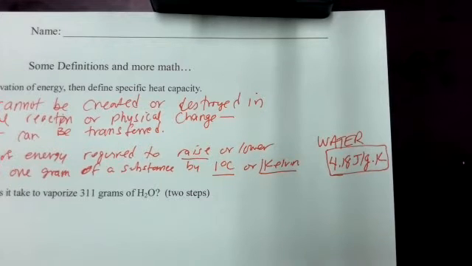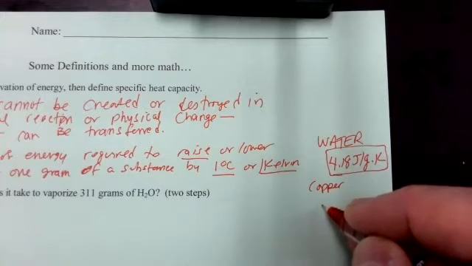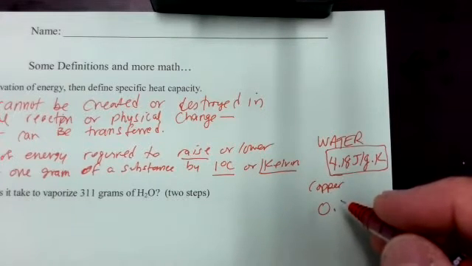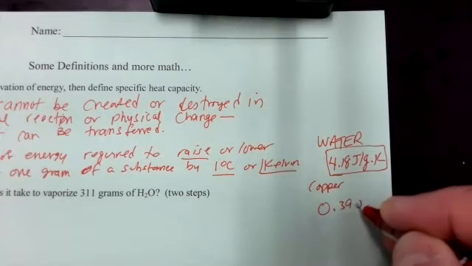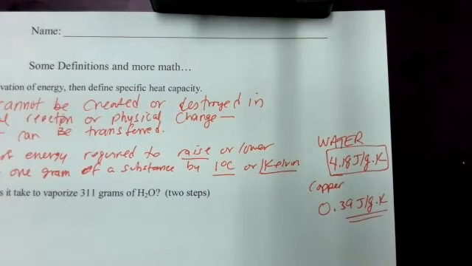That's a pretty high number. For copper, just so you get a handle on it, copper's is 0.39 joules per gram dot Kelvin. It takes much less energy, 0.39 joules, to make copper raise its temperature 1 gram by 1 Kelvin. Water is actually much, much higher.